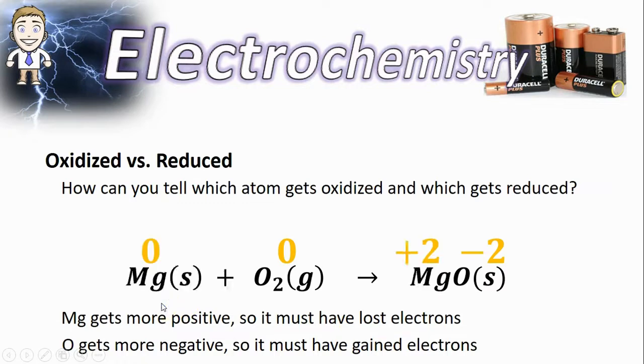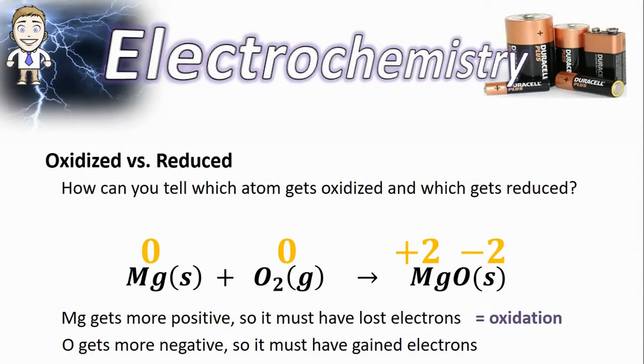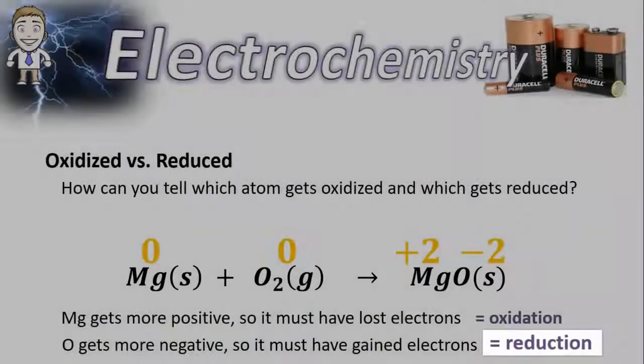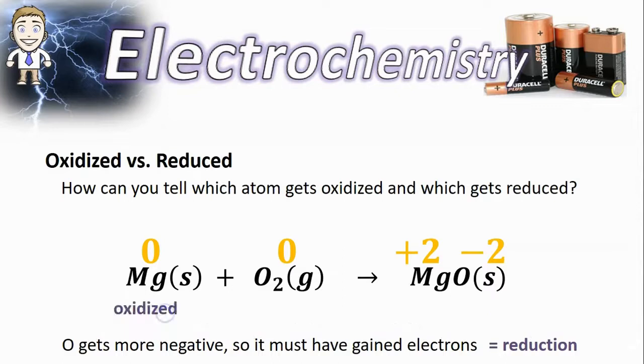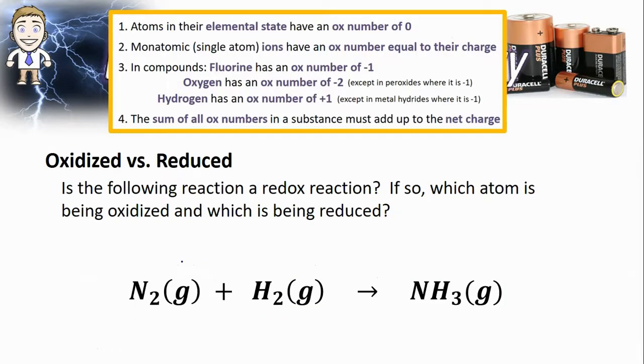Let's bring back the entire equation and put in our final labels. Remember, magnesium is the one that's losing electrons, so LEO tells me that's the oxidation. Oxygen is the one that's gaining electrons, so GER tells me that's the one that is the reduction. Or we could just put in the labels, magnesium is being oxidized and oxygen is being reduced. Let's take a look at a couple new examples.